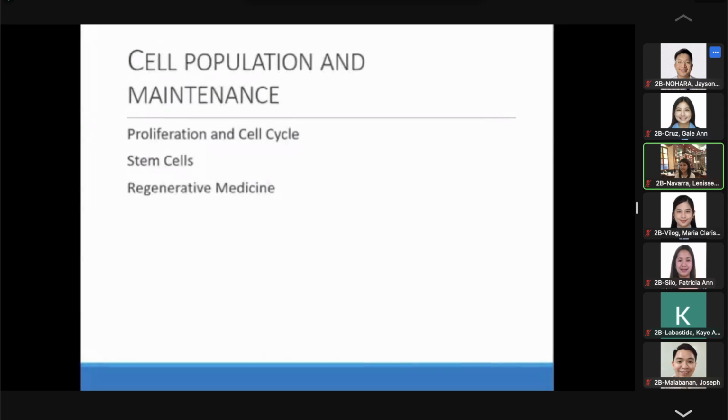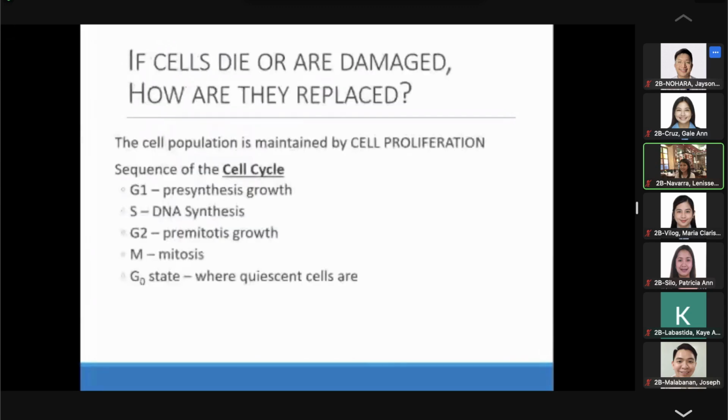For the last part, we have cell population and maintenance. So this involves proliferation and cell cycle, stem cells, and regenerative medicine. The cell population is maintained by cell proliferation, which is important in maintaining a steady state of tissue homeostasis. So the sequence of the cell cycle is as follows. G1 is the pre-synthesis growth. S is the DNA synthesis. G2 is the pre-mitosis growth. M is the mitosis. And G0 state is where quiescent cells are.